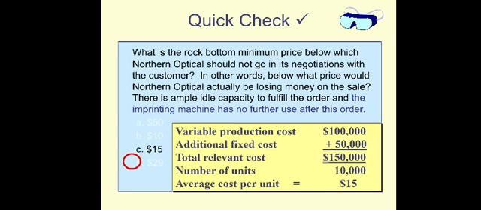So the units for the special order is 10,000. So the average cost per unit is $15. Why $15? 150,000 divided by 10,000 units. So the answer for this question is 15. The company cannot give a price lower than 15. If the company gives a price lower than 15 for the special order, then the company will make a loss. 15 is the cost.